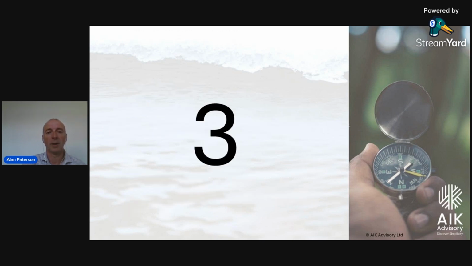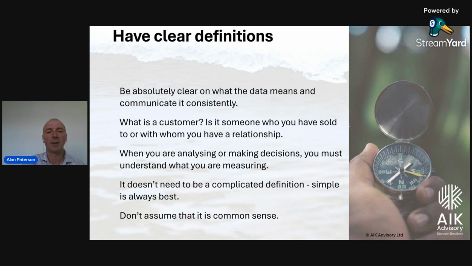Tip number 3. Clear definitions. You need to be absolutely clear on what the data means, and this needs to be communicated consistently. For example, we talked already about the difference in customer numbers. But what is a customer? Are you clear on what that actually means?